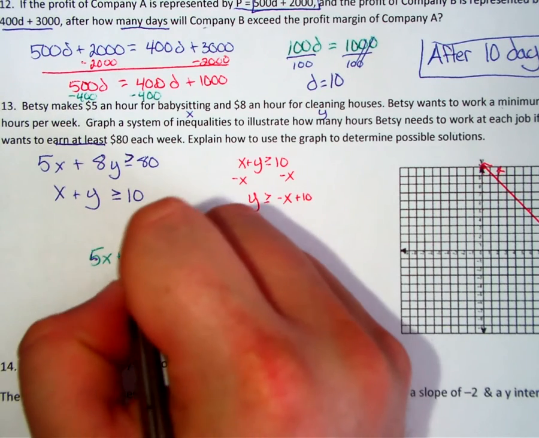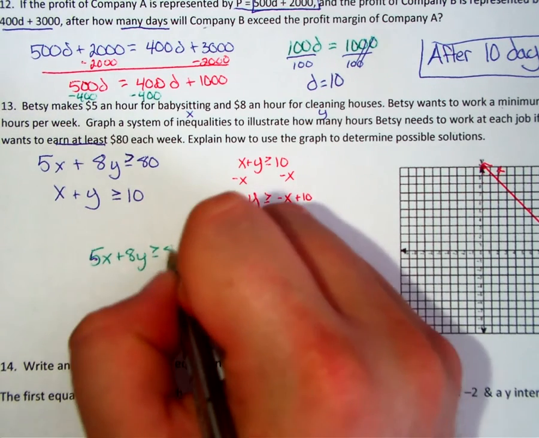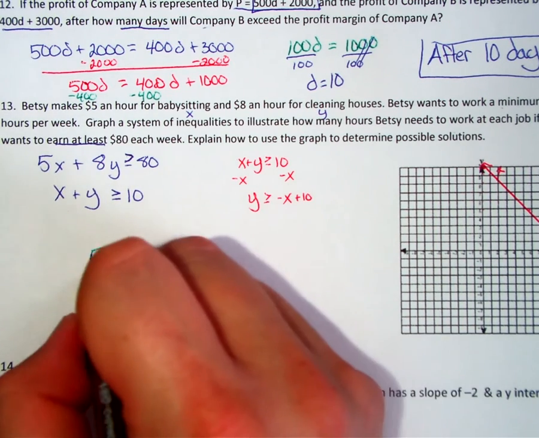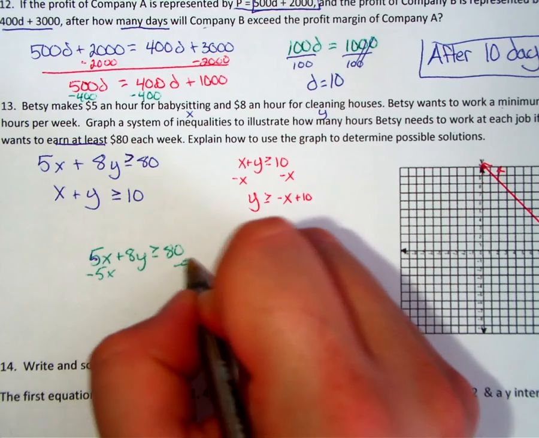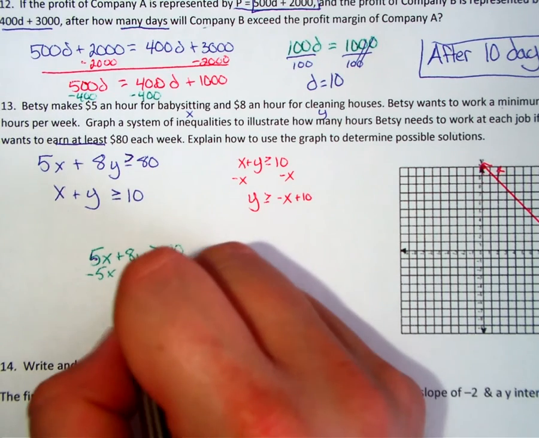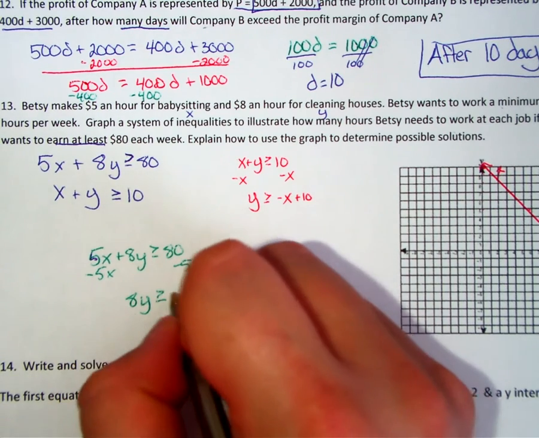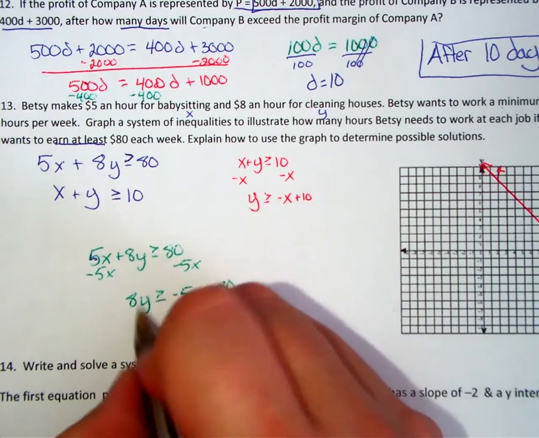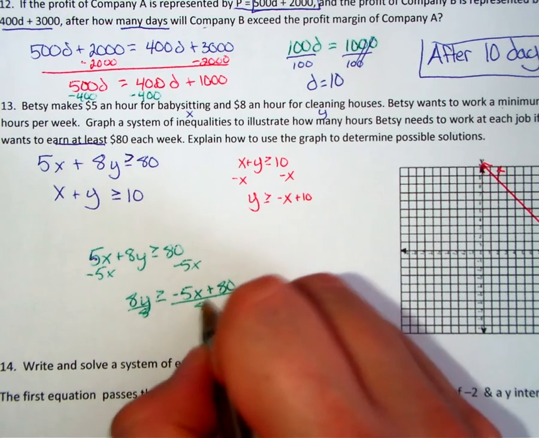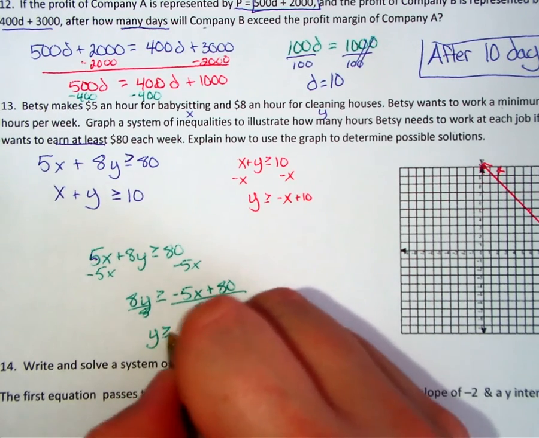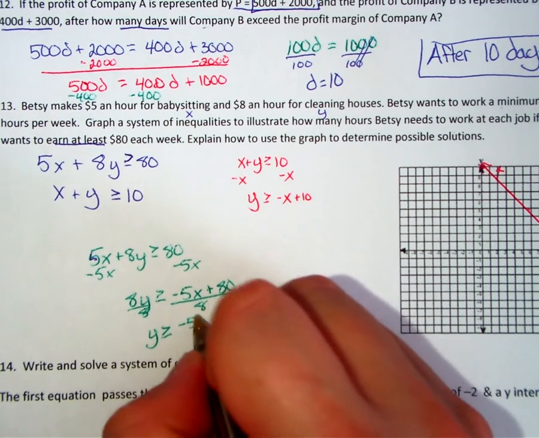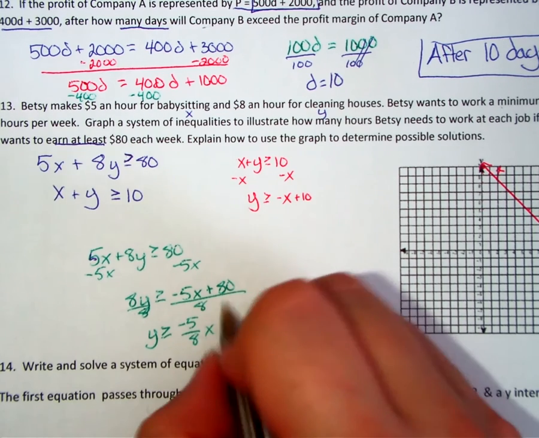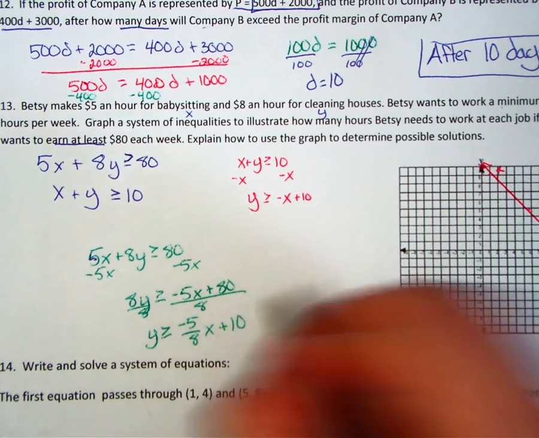5x + 8y is greater than or equal to 80. Subtract 5x from both sides. So 8y is greater than or equal to negative 5x + 80. Divide by 8 on both sides. Y is greater than or equal to negative 5/8 x + 10.